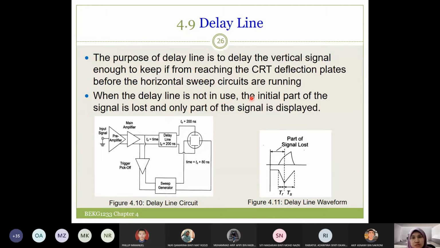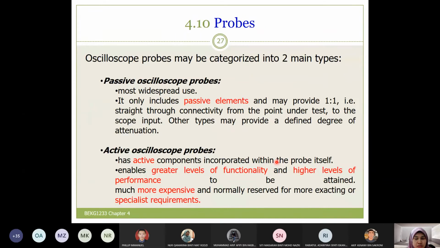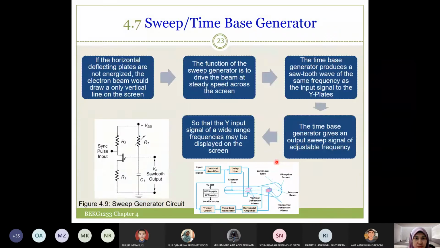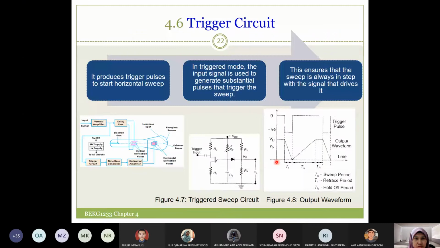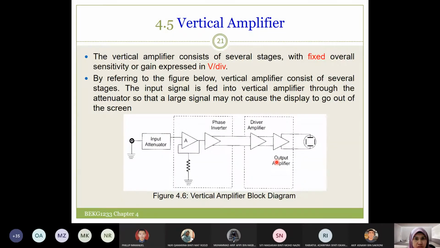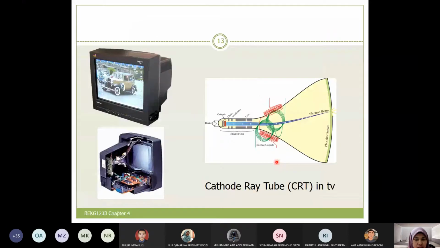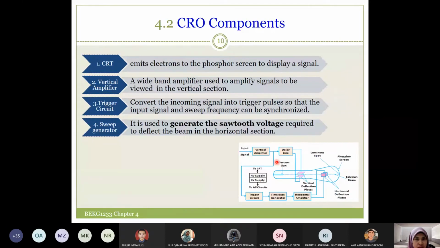When the delay line is not in use, the initial part of the signal is lost and only part of the signal is displayed. Okay, so the main function of each component in the oscilloscope can be found in an earlier slide. Okay, this slide.